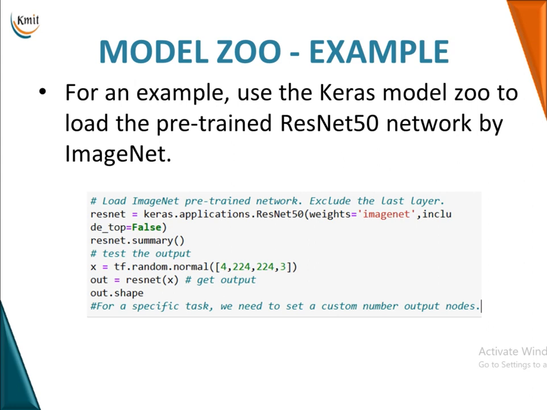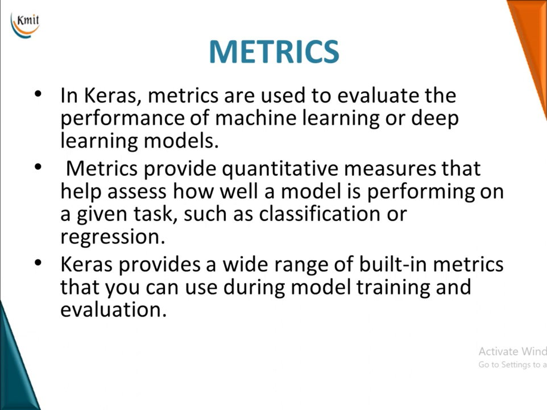Next we are going to see metrics. In Keras, you have different metrics to evaluate the performance of your deep learning model or a machine learning model. Metrics provide you with a quantitative measure that will help you assess how well a particular model is performing on a given task. You can give any task like classification or regression, and you can see how well your model performs. There is a wide range of built-in metrics in Keras that you can use during the training of the model as well as during your evaluation process.